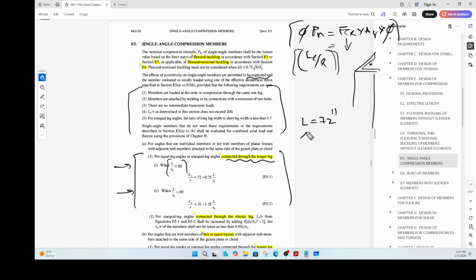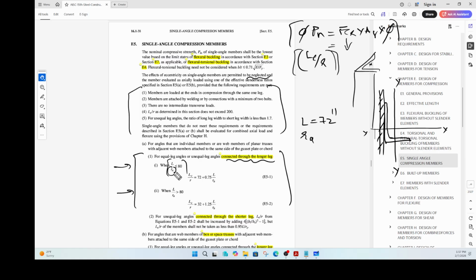And there's something called RA, which is very important. RA is your radius of gyration, but then you need to figure out about the y-axis, about this axis here, or about that axis, about the x axis here. So the connection in this particular problem is made with respect to the longer leg.